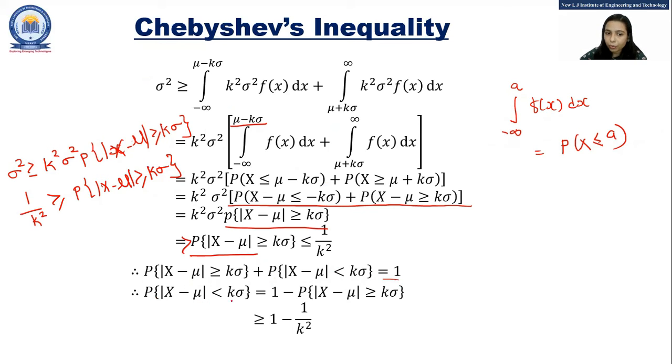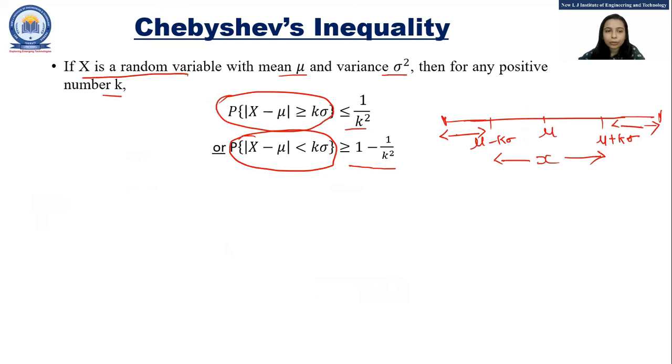So p of mod x minus mu less than k sigma is equal to 1 minus p of mod x minus mu greater than k sigma. Now p of mod x minus mu greater than or equal to k sigma is less than or equal to 1 upon k square. So the utmost value for this is 1 upon k square, which is the maximum value for this term. If we put this maximum value of this term, we get the minimum value for this term. So we can write p of mod x minus mu less than k sigma is greater than or equal to 1 minus 1 upon k square. So this way we have proved these two equations.